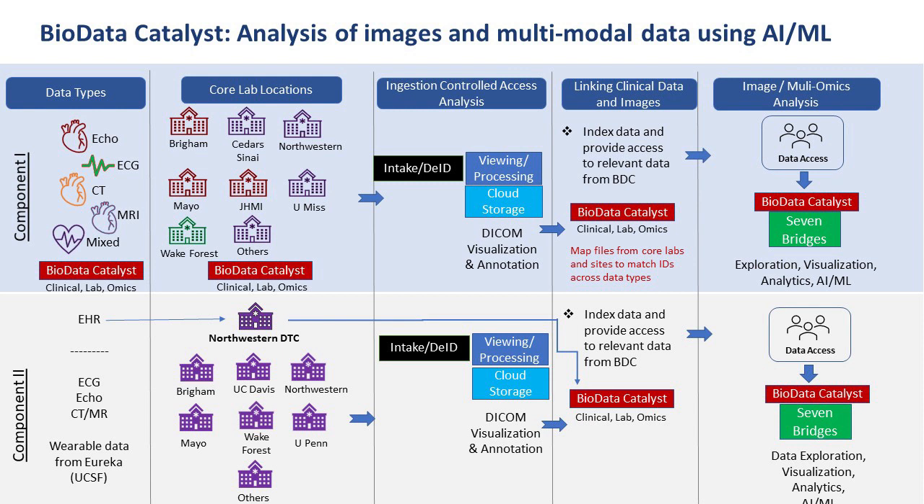But imaging data by itself really exists in the context of all the other data. So that's critical. And then how do we make that data accessible? Perhaps most importantly to all of our partners, how do we put that in a controlled access environment, but make it easy for partners to access? So 7 Bridges is part of the BioData Catalyst ecosystem, and these are some of the things that we're working on right now.